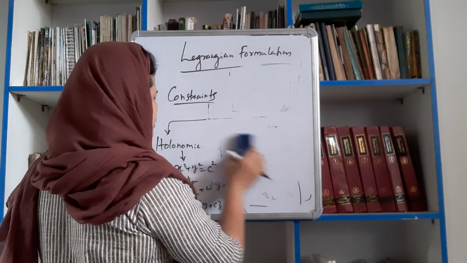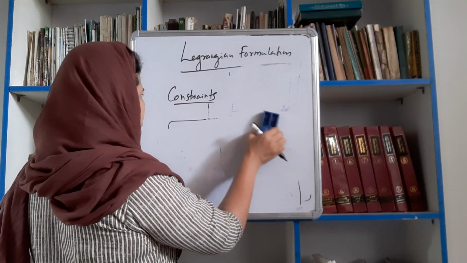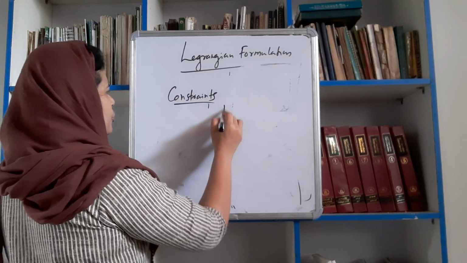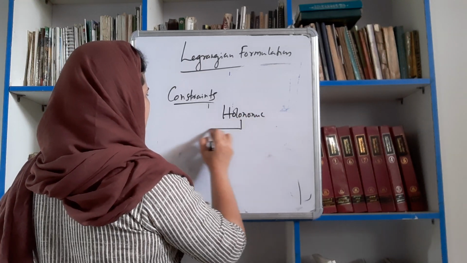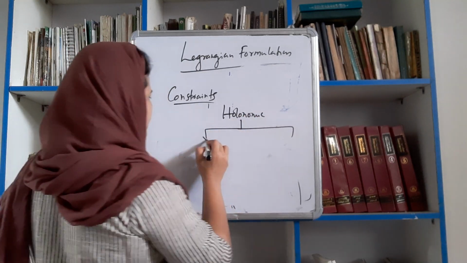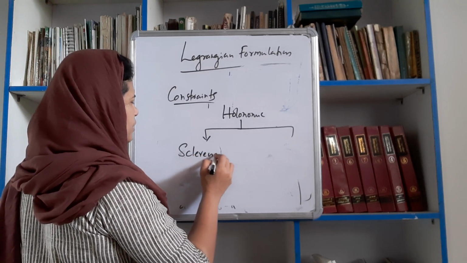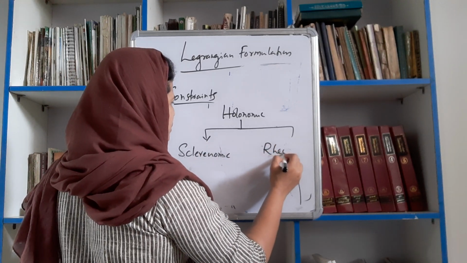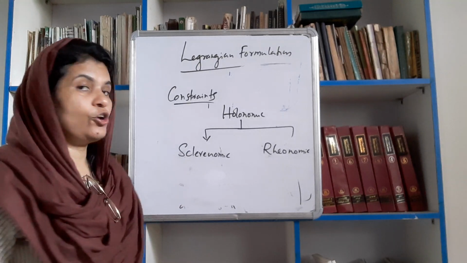We are more interested in holonomic constraints, and holonomic constraints can again be classified into two categories. One is scleronomic constraint, and the other is rheonomic constraint.